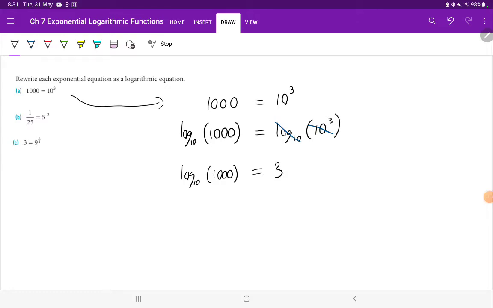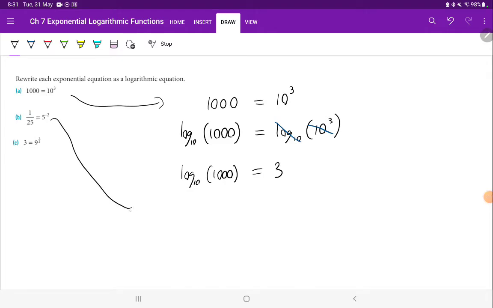So what's that saying? It's saying if you're counting in 10 to the 1, 10 to the 2, 10 to the 3, what x do you need to put there so that you get 1000? And the answer is you need to put 10 to the 3. Let's have a look at another one.